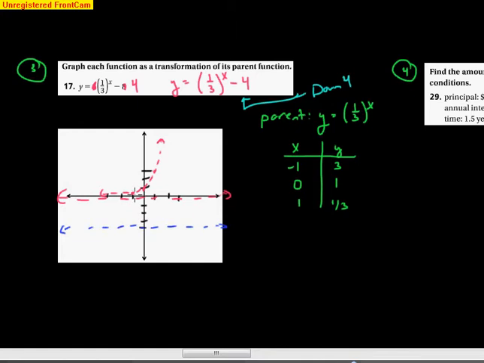And now all these points go down 4. So this is -1, 1/3. So 1, 2, 3, 4, just above that asymptote. This is 0, 1, 1, 2, 3, 4. And this is 1, 3, 1, 2, 3, 1, 2, 3, 4. And there is the new graph. That's bad at the end there. Hold on. Okay. So it's going towards the asymptote.